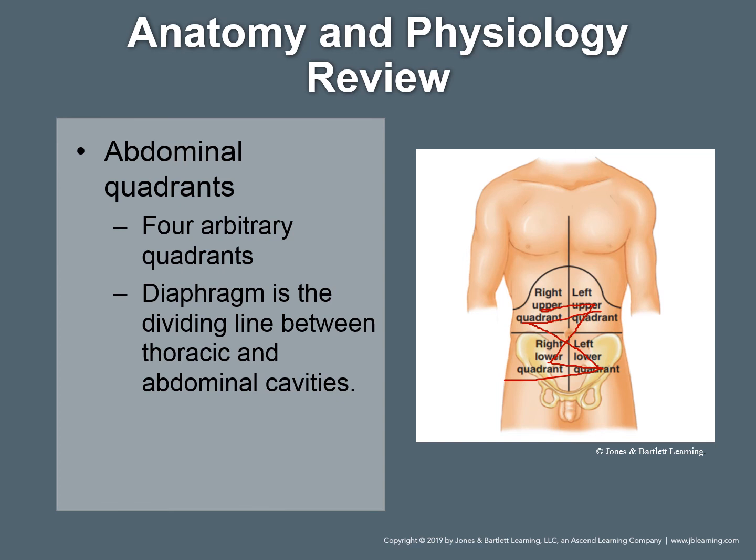And the umbilicus, the belly button, right here in the middle, that's where the quadrants meet. Here you have the diaphragm, and then here you have the pelvis. Okay? And the diaphragm is the absolute divide between the abdominal and the thoracic cavity. The pelvic cavity, sometimes you'll hear that referred to, is actually part of the abdominal cavity. The pelvic cavity contains some of your urinary system organs and some of your reproductive organs.